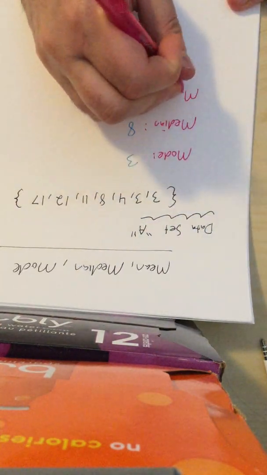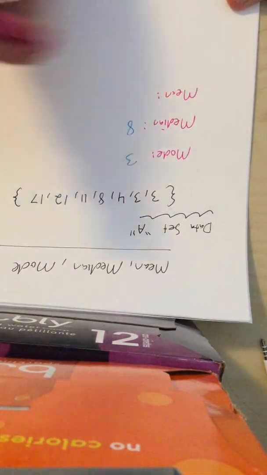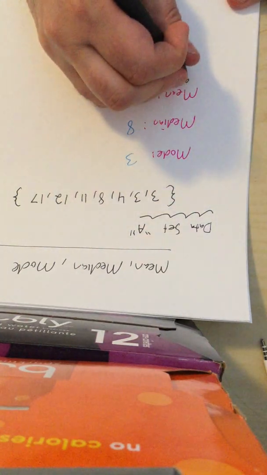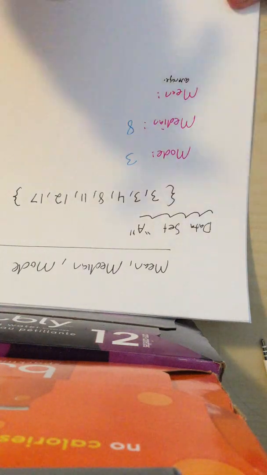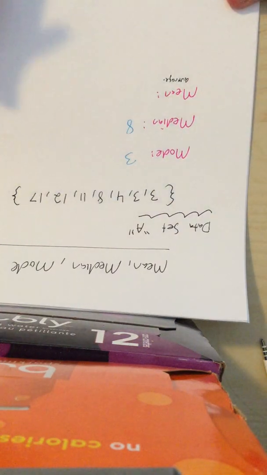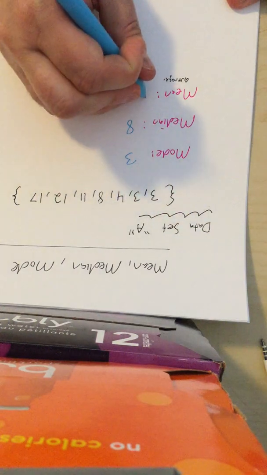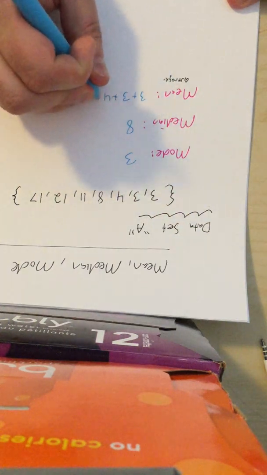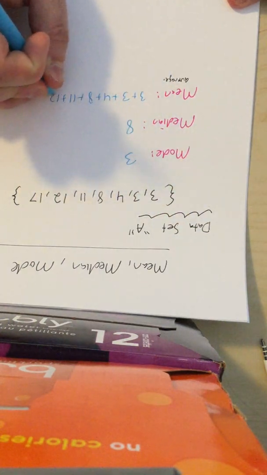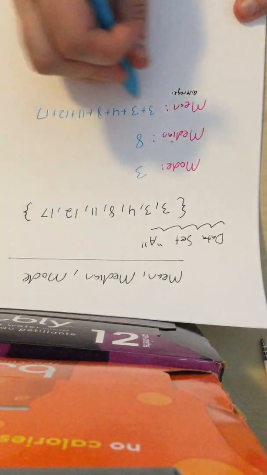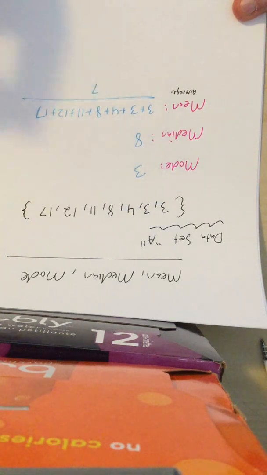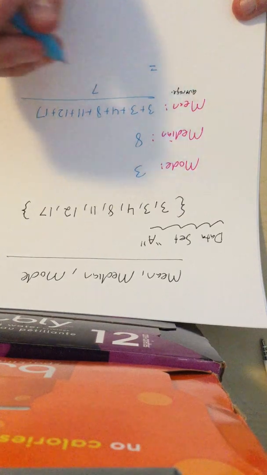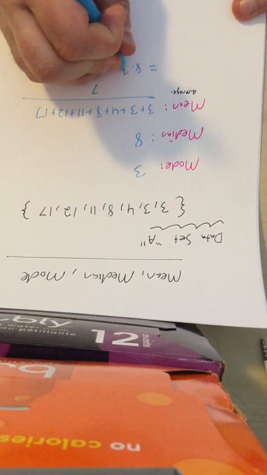And then the mean, that's what we tend to call the average. But really, they're actually all averages. And the way you find the mean is you add up all the values and you divide by the number of values. So you go 3 plus 3 plus 4 plus 8 plus 11 plus 12 plus 17, and you divide by the number of values there are, so 1, 2, 3, 4, 5, 6, 7. And you divide by 7. And in this case, I think you would get 8.3.